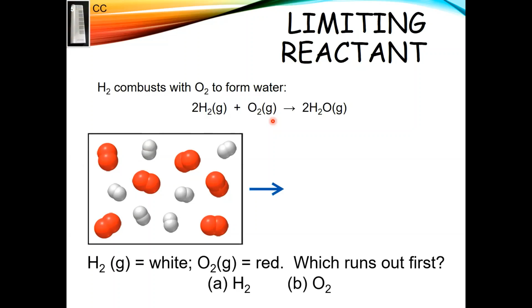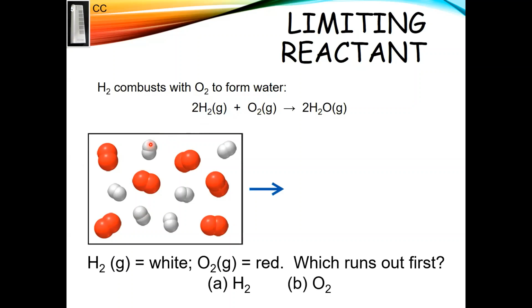Well, to address this problem, the first thing we need to know is how much of each is there. So let's count the oxygen. There are 1, 2, 3, 4, 5, 6 oxygen molecules, and then there are 1, 2, 3, 4, 5, 6 hydrogen molecules. So there's the same number of each. Does that mean they're going to run out at the same time? No. Why not? Because it takes 2 hydrogen molecules to react with every 1 oxygen molecule.